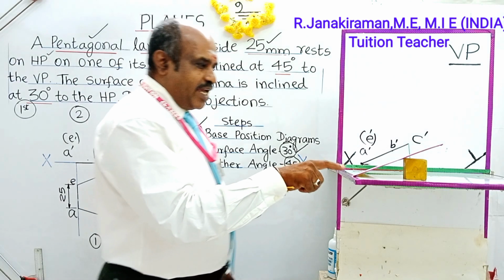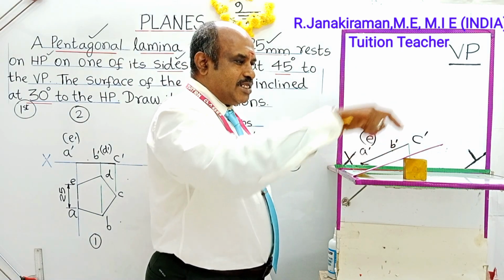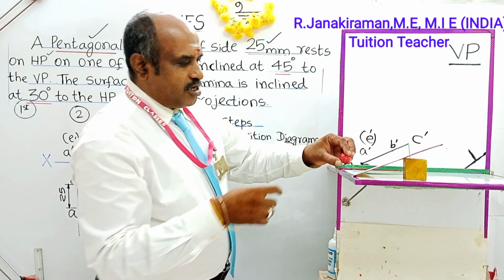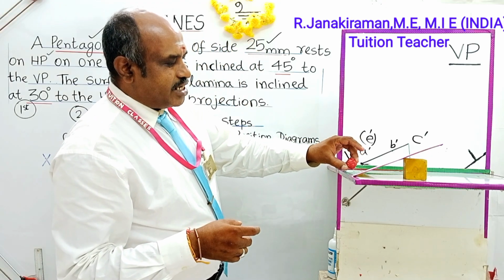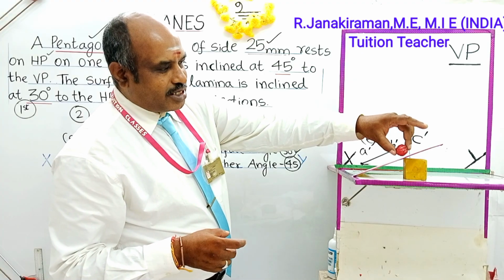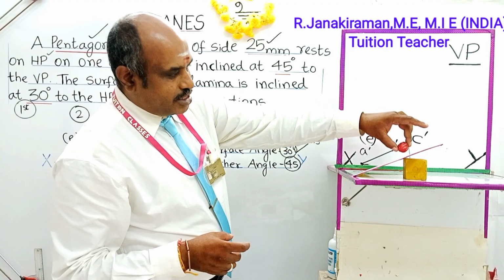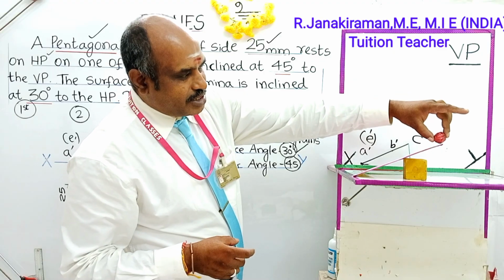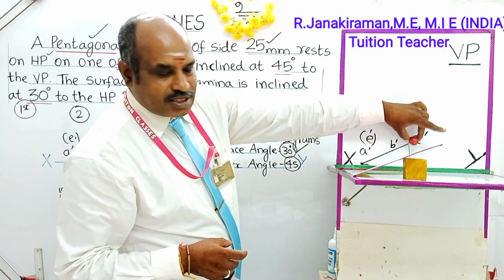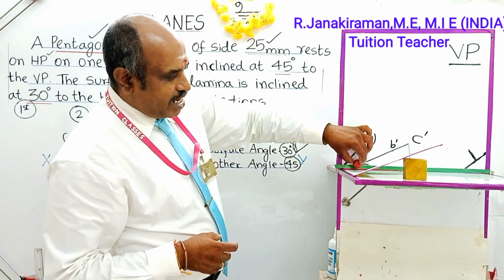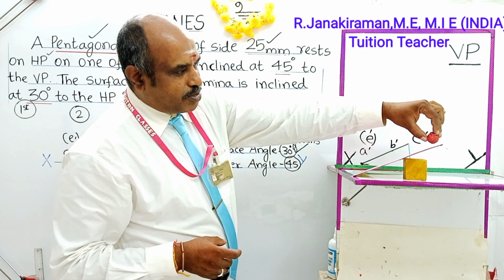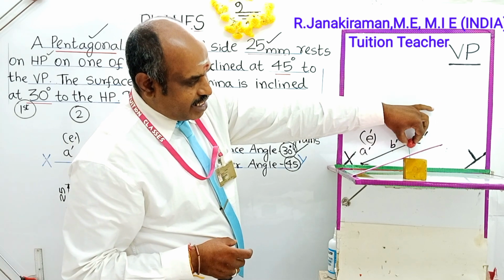So this is point A, this is point B, this is point C. Point A is projected like a ray, and it goes and coincides with the XY line. Similarly, point B is projected on the XY line and on the vertical plane, marked as B dash. Similarly, point C is projected on the vertical plane, VP, marked as C dash. A is projected as A dash. B is projected on the vertical plane, marked as B dash. C is projected on the vertical plane, marked as C dash.